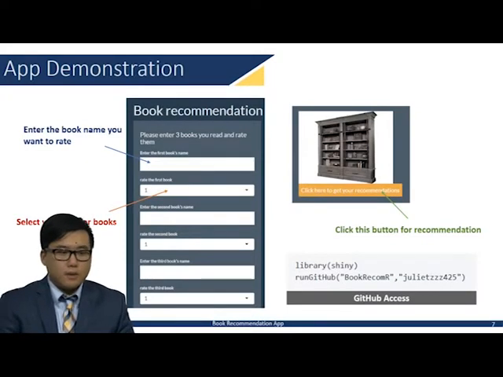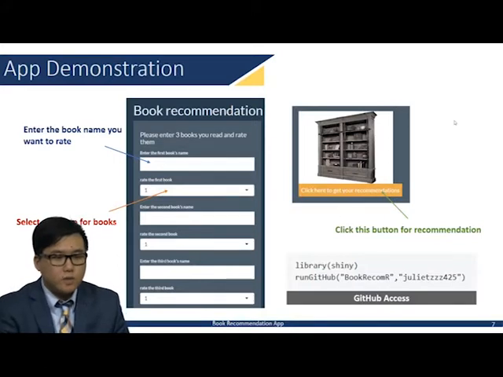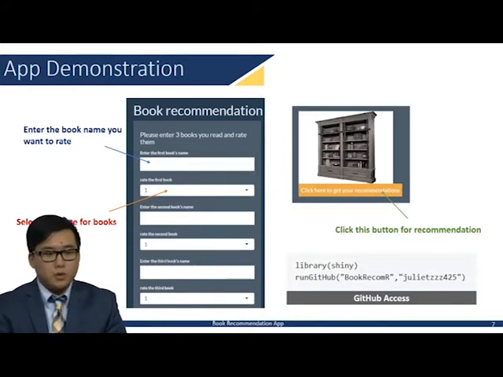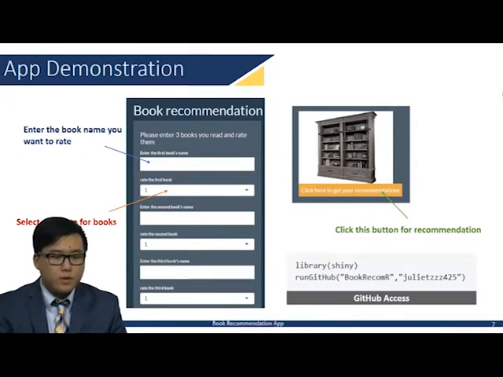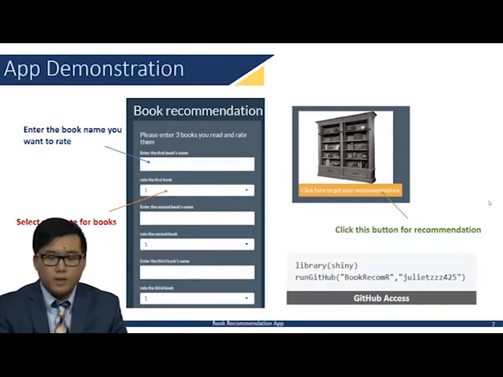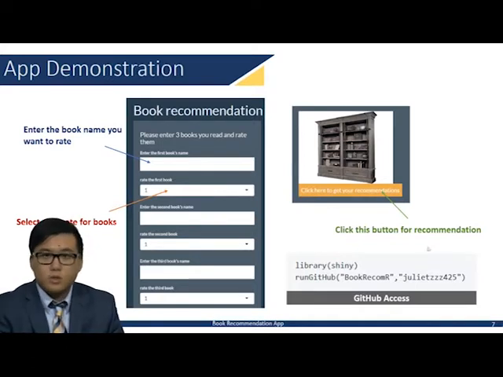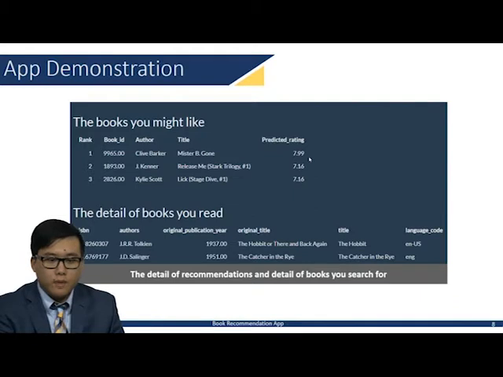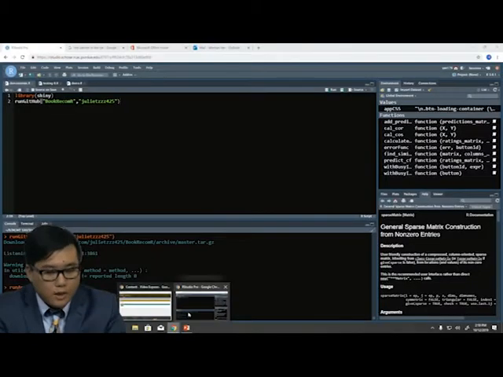Here is what our app looks like. In the first box, you just enter the book you have read, and then select the rating you think the book deserves. After you enter 3 of those, just click the yellow button here, and it will show your recommendations and the details of the books you've read. Those 2 lines of code are how you access our app. Just copy and paste them, run the R script, and you will get the app like that. And here is a demonstration of how you should use the app.